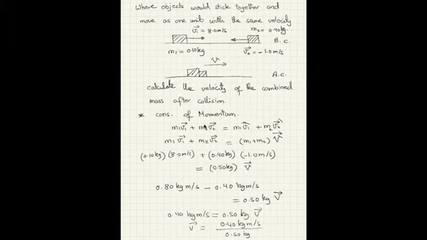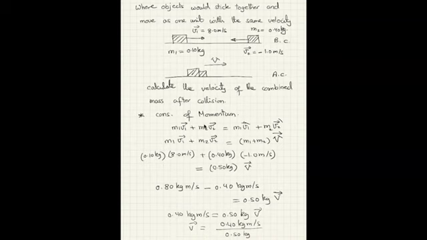Here, we can only apply conservation of momentum. Kinetic energy is not conserved. If you calculate before and after, it's not going to be equal. It's going to be less after the collision. Then I will say M1 V1 plus M2 V2 equals M1 V1 prime plus M2 V2 prime.